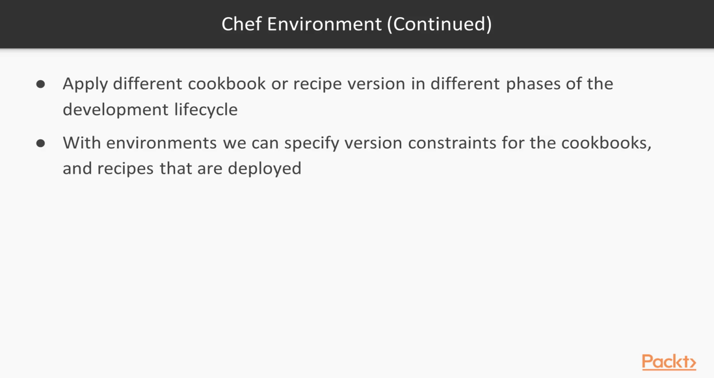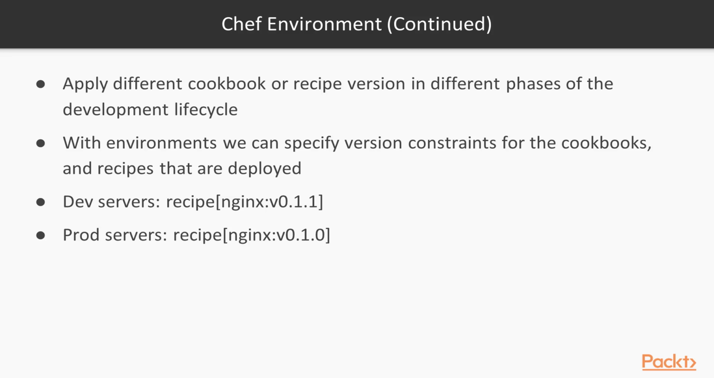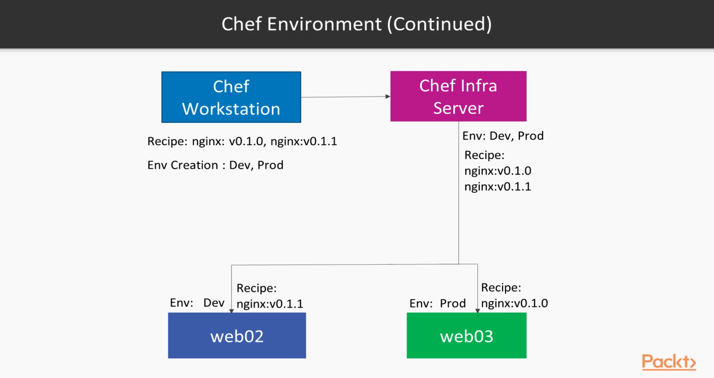With the help of the environment, we can define which version of the cookbook can be run on specific nodes. Like for the dev web server, I want to run Nginx version 0.1.1 recipe. And for the prod environment, I want to run 0.1.0 version of the recipe. So let's see how we do this actually.